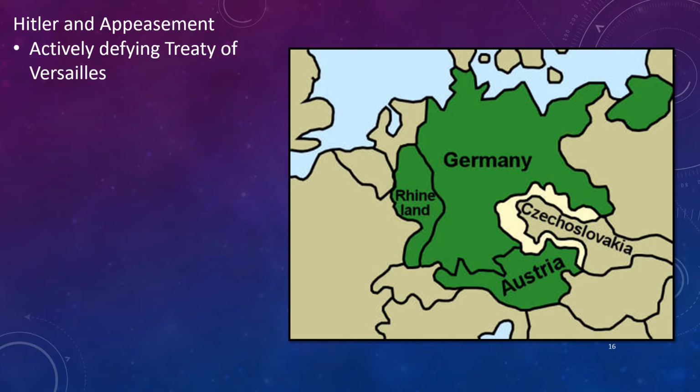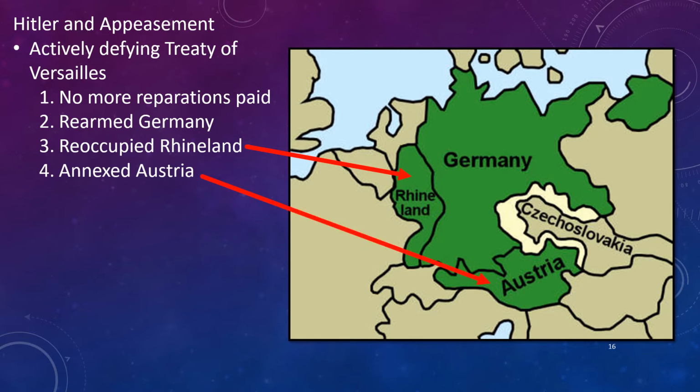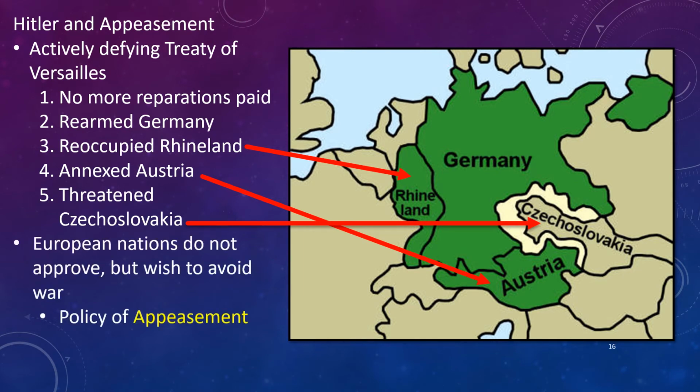In defiance of the Treaty of Versailles, Hitler had stopped all reparations payments, started rearming Germany, reoccupied the Rhineland in 1936, annexed Austria in 1938, and then began threatening Czechoslovakia. All of these actions met with little resistance from a Europe anxious to avoid another massive conflict on the continent.